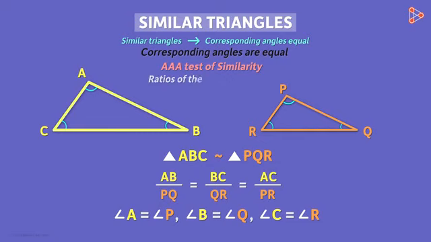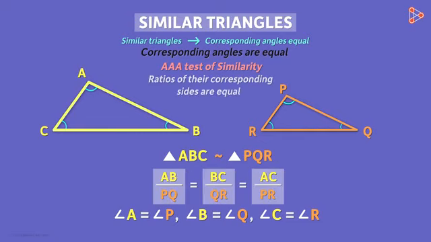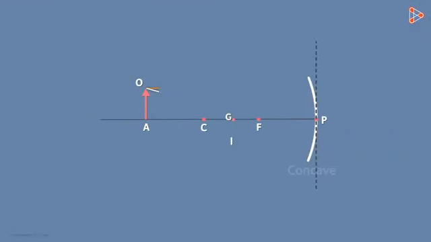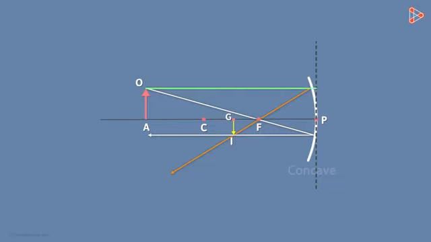Similarly, if the ratios of their corresponding sides are equal, then the triangles are similar. Okay, let's go back to our figure for the mirror equation. Now from the top of the object, let me draw a line that meets the tangent at point B. This line is parallel to the principal axis. And from this point on the image, let me draw a parallel line again to the tangent at point D.